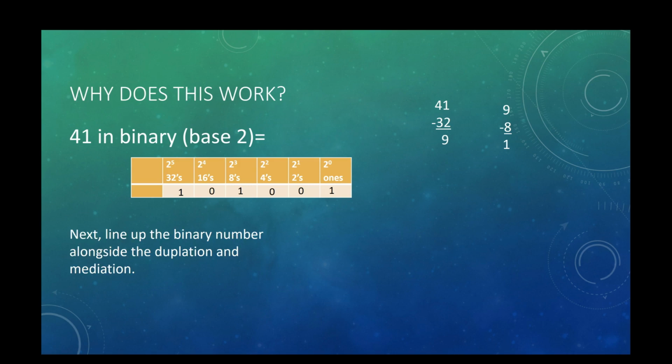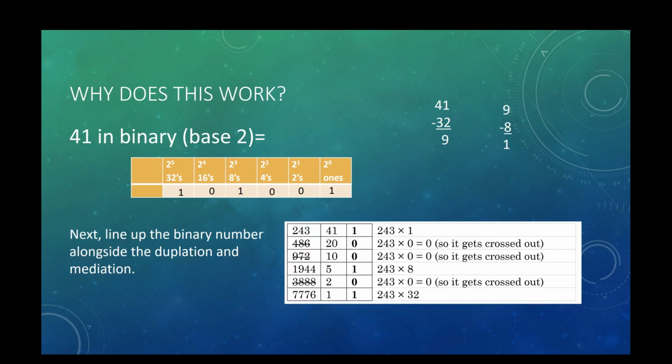Now if we line up this number alongside the duplication and mediation, what you see is here, that's the 32, right? Then you see the 0 right here, and then the 1, that's the 8. And then the 1 up top is the 1 in the 1's place. When you multiply by 1, you get that number itself, right?